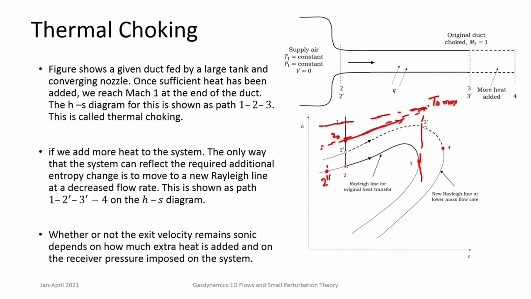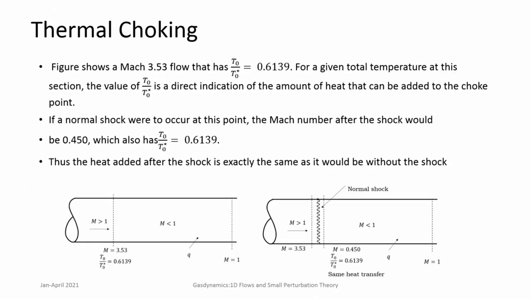The other solution that can occur is simply that the flow shifts to another Rayleigh line, where G is smaller, G decreases. That means mass flow decreases. So this is a 2 prime here, where mass flow rate has decreased, but now it can allow larger heat to be added. So basically, when choking happens, if you try to change anything at the choking point, it always affects the upstream. Now, what happens if it happens in a supersonic case?